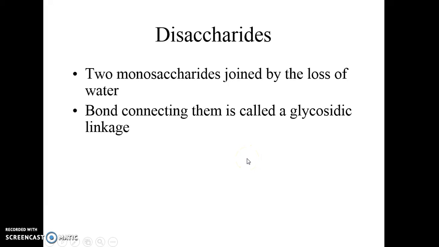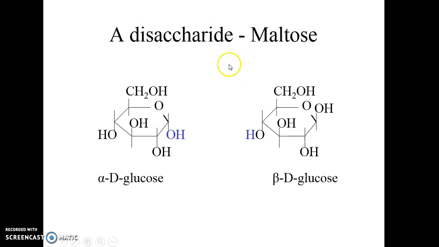Polysaccharides can be joined to each other by a condensation reaction. So you can take two monosaccharides, remove water, and then they're connected, and we call this a disaccharide. And the bond where the water was removed is called the glycosidic linkage.